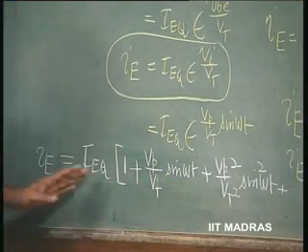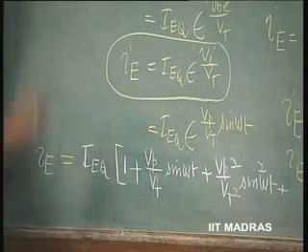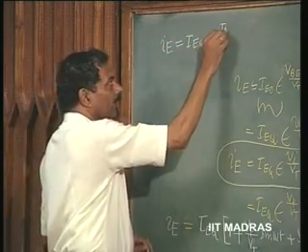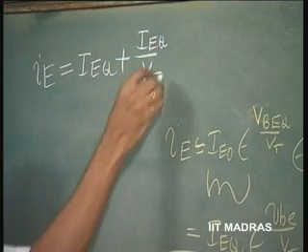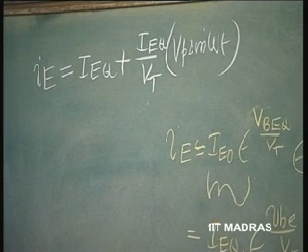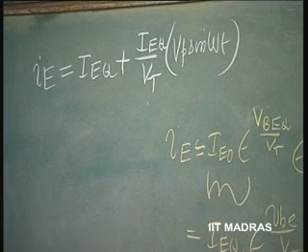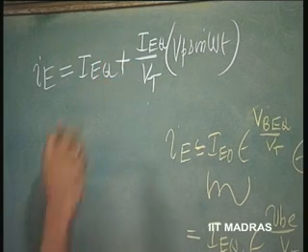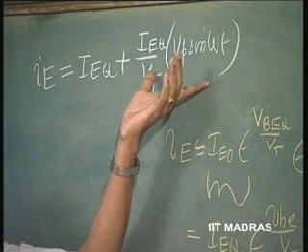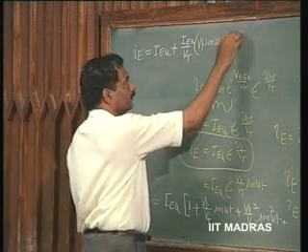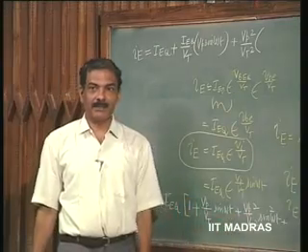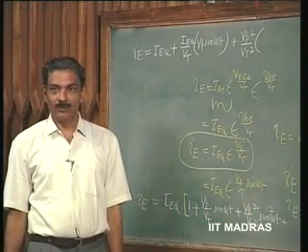So, there is IE superimposed over IEQ, plus IEQ by Vt into Vp sin omega t. This is the input voltage. So, this IEQ by Vt into Vp sin omega t is the factor of importance in an amplifier. It is linear. The other part is Vp squared by Vt squared into sin squared omega t, which can be expanded as 1 minus cos 2 omega t by 2.